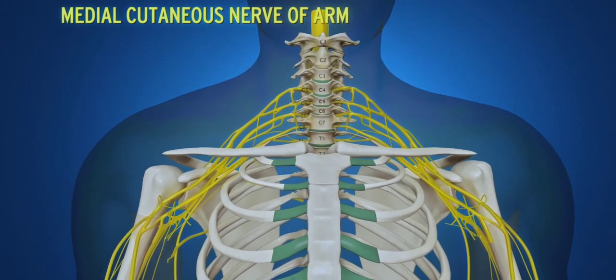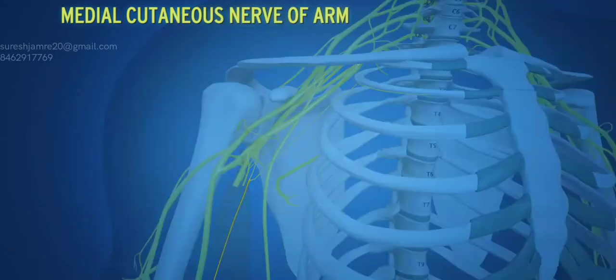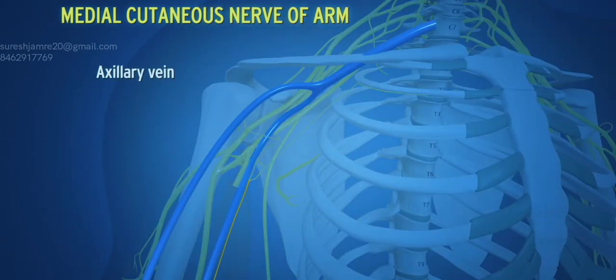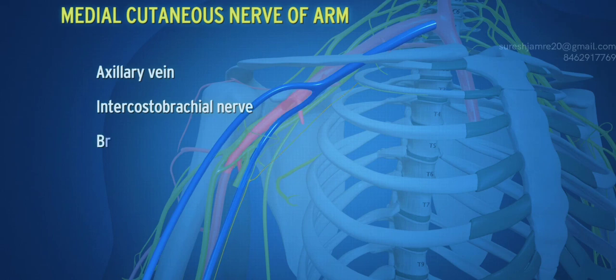Course: it passes through the axilla, at first lying behind, and then medial to the axillary vein, and communicates with the intercostobrachial nerve. It descends along the medial side of the brachial artery to the middle of the arm, where it pierces the deep fascia.